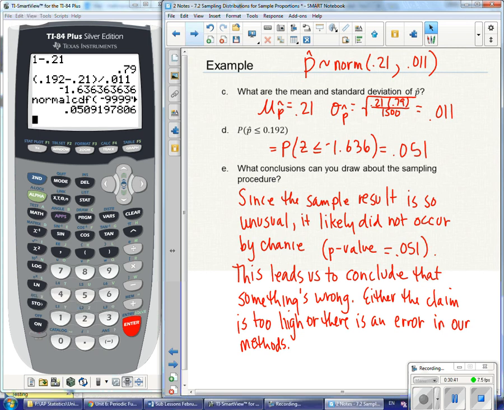That tells you either the claim is wrong, or I shouldn't say it's wrong. That gives you evidence against the claim, or it leads you to conclude that perhaps something was wrong in your procedure.